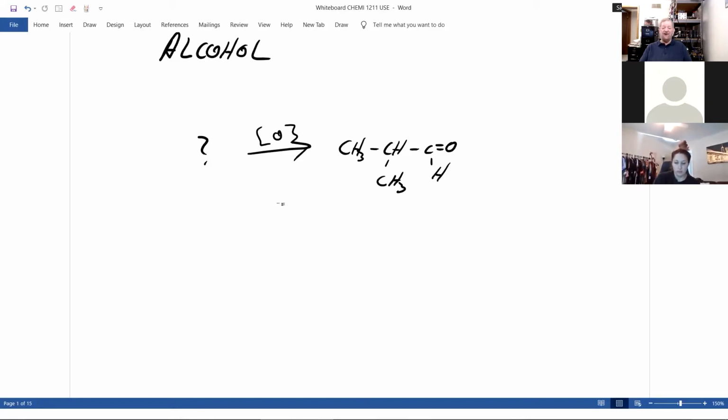And this is the fun part of organic chemistry. It's called synthesis. And as I mentioned before, synthesis is just a fancy word meaning to make.